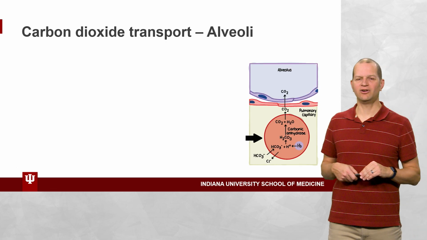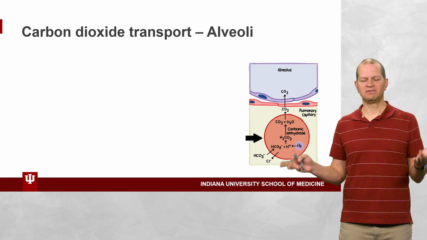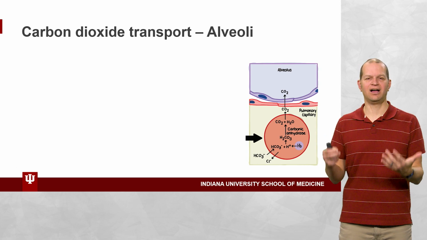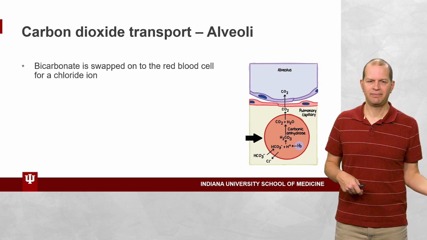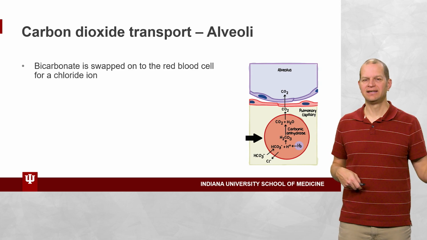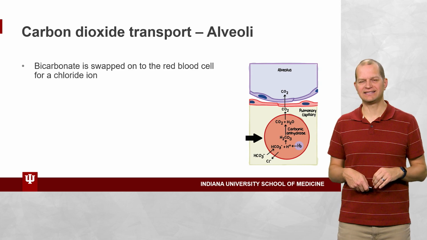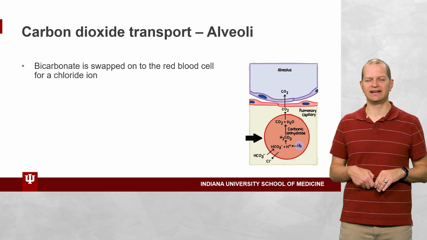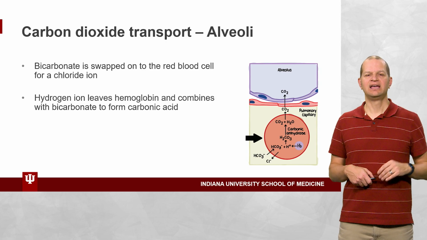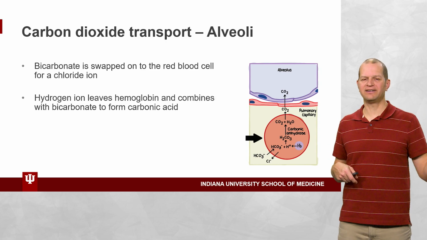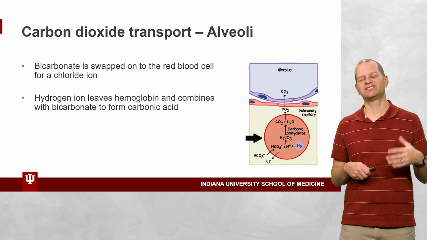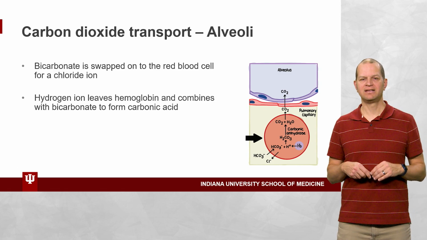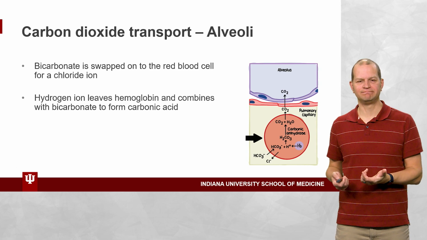Then we get to the alveoli. Guess what happens? The exact opposite. Everything goes in reverse. So, bicarbonate that's in the plasma now swaps back onto the red blood cell. Again, we're exchanging it for a chloride ion to maintain that charge. That hydrogen ion that's bound to hemoglobin will separate from the hemoglobin and combine with the bicarbonate that's just entered the red blood cell. Now we've got carbonic acid.